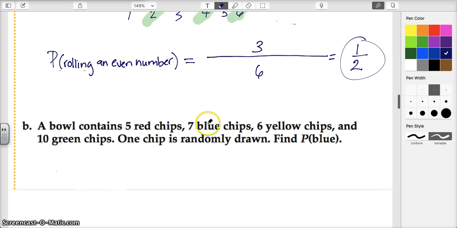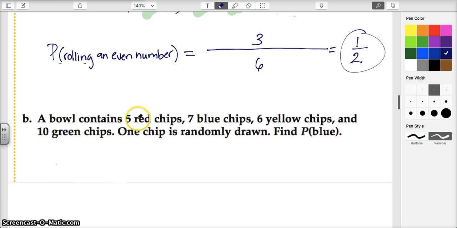Let's go ahead and take a look at this part. A bowl contains 5 red chips, 7 blue chips, 6 yellow chips, and 10 green chips. 1 chip is randomly drawn. Find the probability of blue. So the probability of selecting a blue chip would be, well, how many different blue chips are in the bowl? Looks like there's 7. So I'm going to put 7 at the top.